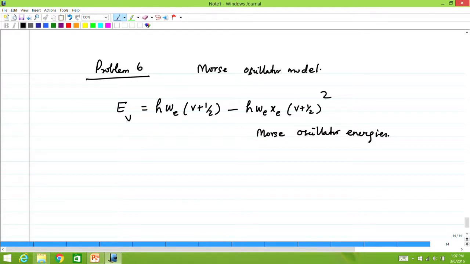If we are writing this in terms of centimeter inverse, let us do one more thing. Let us get rid of this and write this as some nu_e as omega_e times (v plus a half) minus omega_e x_e times (v plus a half) whole square. Therefore, all are in wave number units.